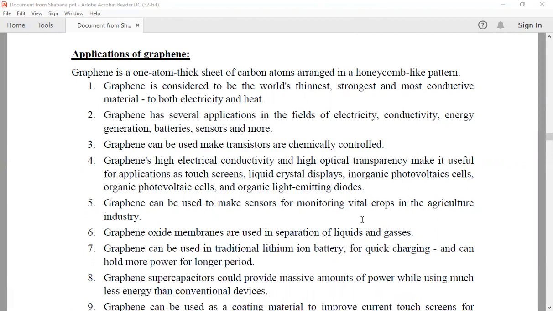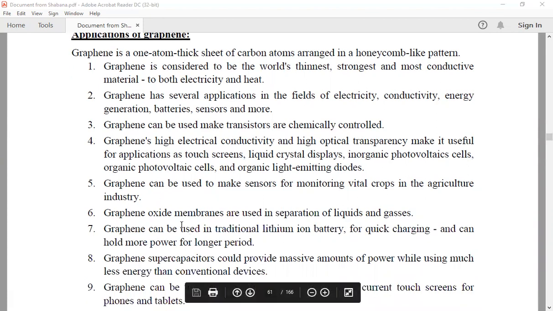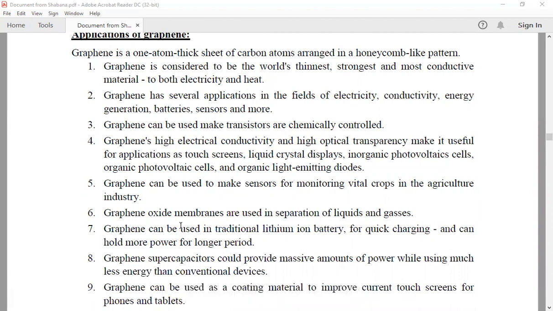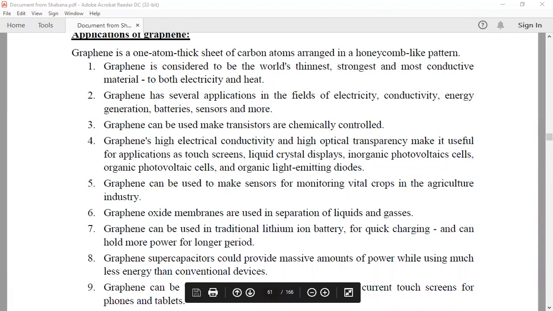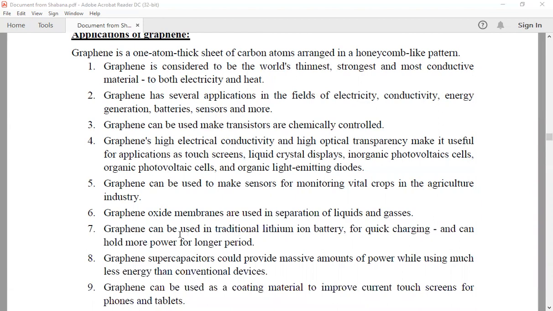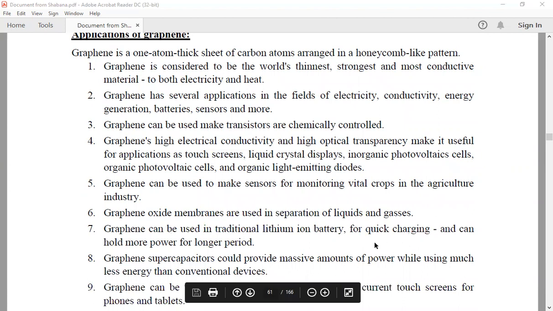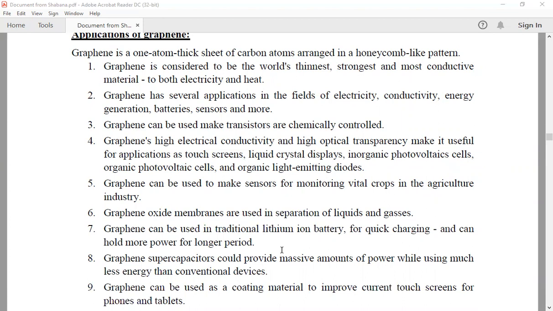If graphene is in the form of an oxide membrane, it is used in the separation of liquids and gases, which means it acts as a permeable membrane. If graphene is used in the traditional lithium-ion battery, it works like quick charging equipment and holds more power for a longer time. If graphene is used as a supercapacitor, it provides a massive amount of power using much less energy than conventional devices. Graphene can also be used as a coating material to improve the current touch screens of phones and tablets.